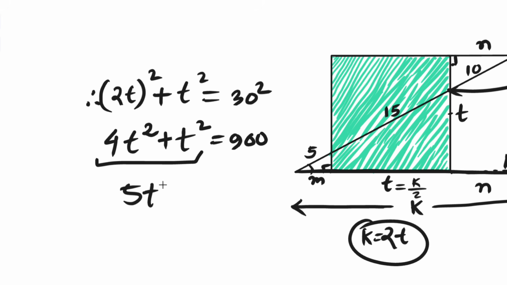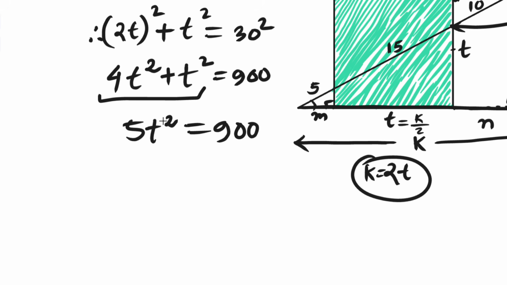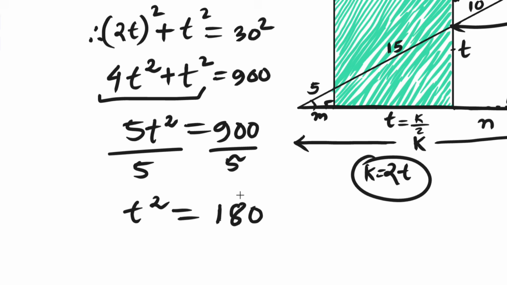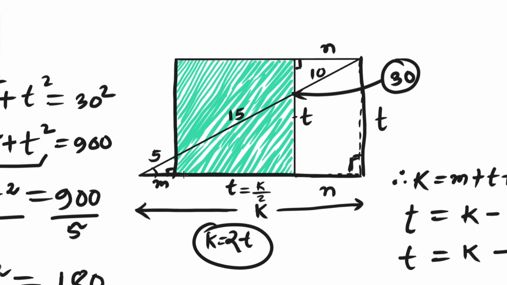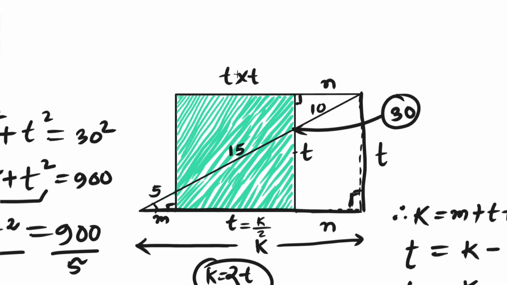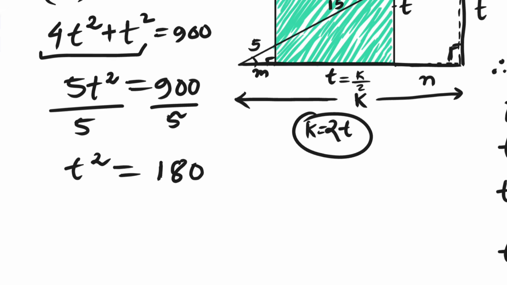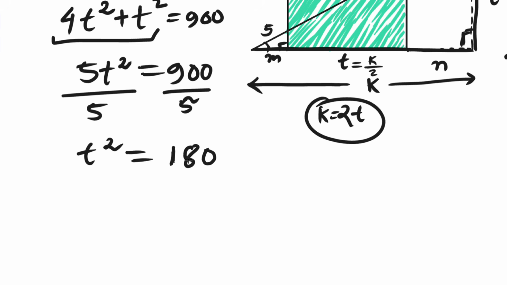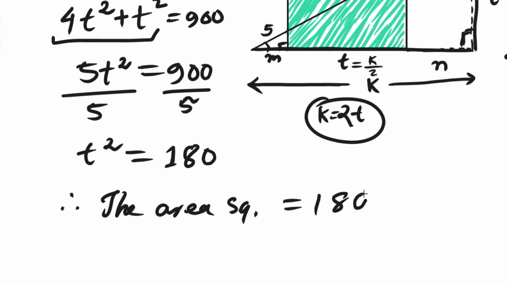Combining like terms gives 5t squared equals 900. To isolate t squared, divide both sides by 5. This gives t squared equals 180. Now remember what the problem actually asked us to find. It did not ask for the side length. It asked for the area of the square. The area of a square is side multiplied by side, which is simply t squared. And we have already found t squared. t squared equals 180. Therefore, the area of the square is 180 square units.